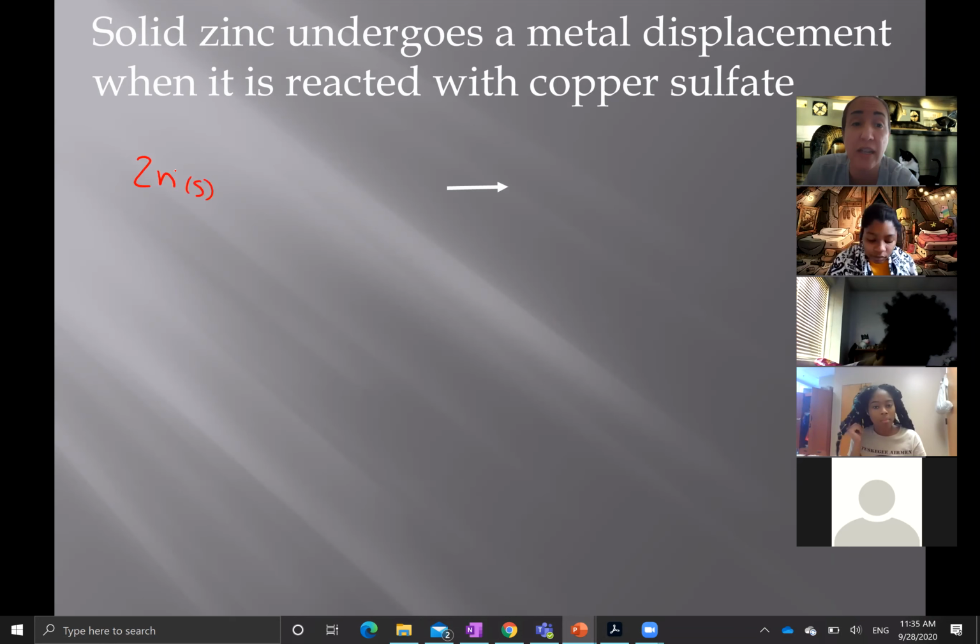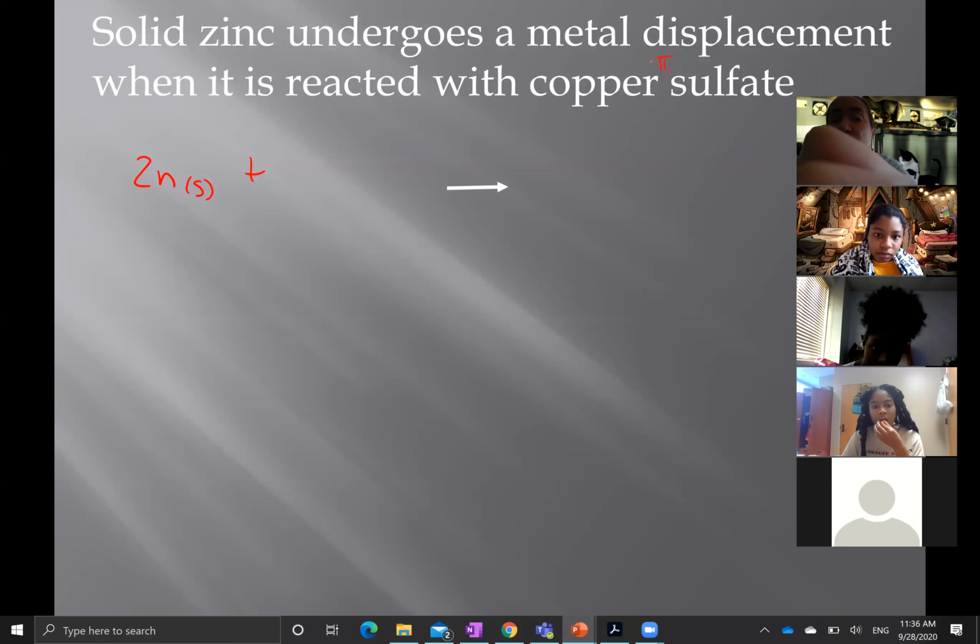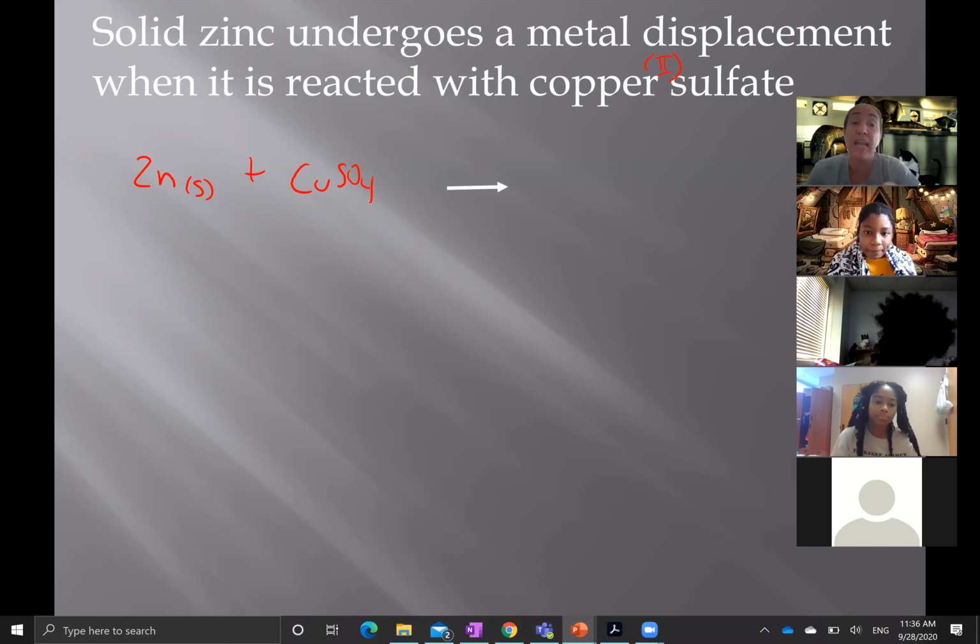Because solid zinc is reacting with copper sulfate. What's copper sulfate? Cu2+. Right, and actually I should have said copper 2 sulfate, my bad. So now you know. So it would be reacting with Cu2+, and then what's the sulfate? SO4. Right, like that.